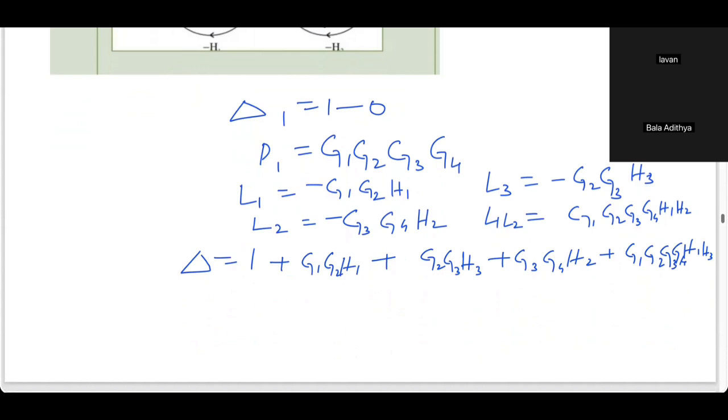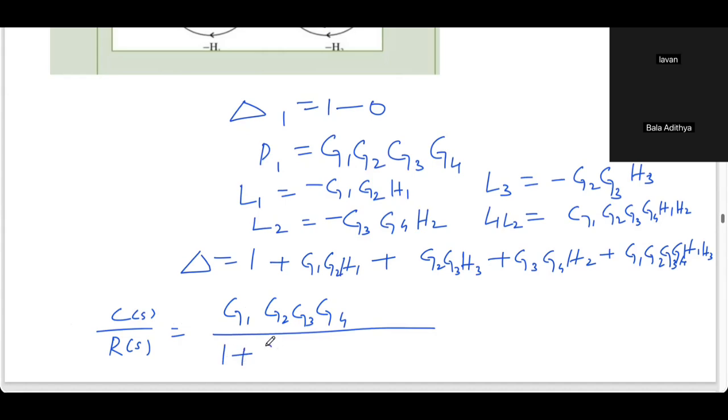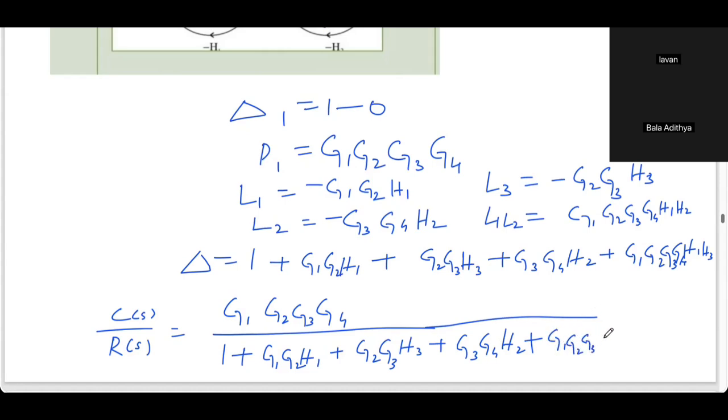So the answer is C(s)/R(s) is G1, G2, G3, G4 divided by 1 plus G1, G2, H1 plus G2, G3, H3 plus G3, G4, H2 plus G1, G2, G3, G4, H1, H2. Okay, so this is the answer.